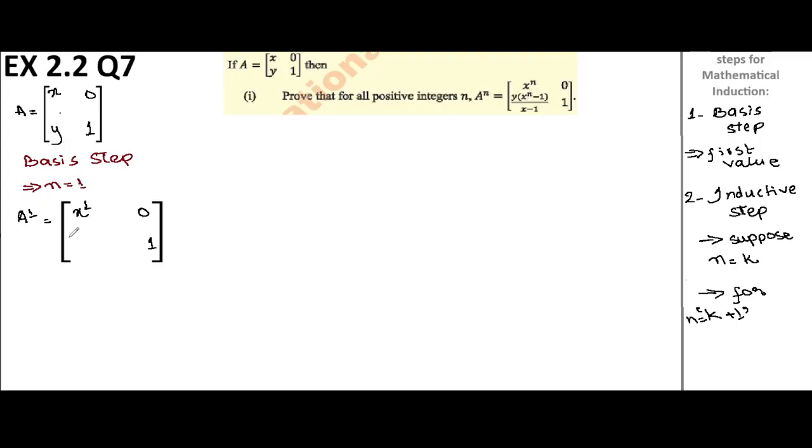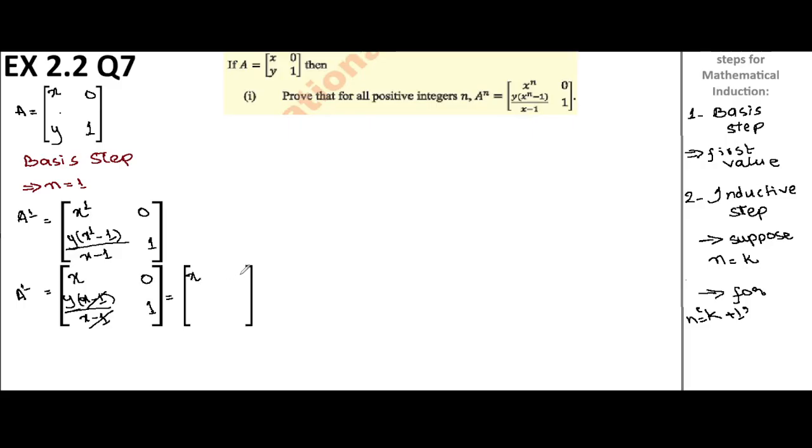Then 0 remains 0 because it's a constant value, and 1 remains 1. Here we also have to put n equals 1 in y into x raised to the power n minus 1 whole divided by x minus 1. So A raised to the power 1 equals x raised to the power 1, which becomes x, 0 is 0, 1 is 1, and here y into x raised to the power 1 minus 1 whole divided by x minus 1. These two cancel out and we are only left with y. So it is equal to x, 0, y and 1. So we have proved it for n equals 1.